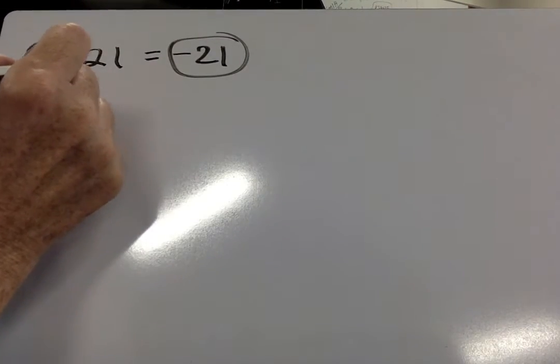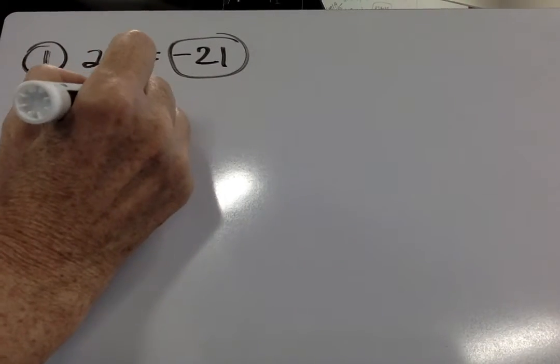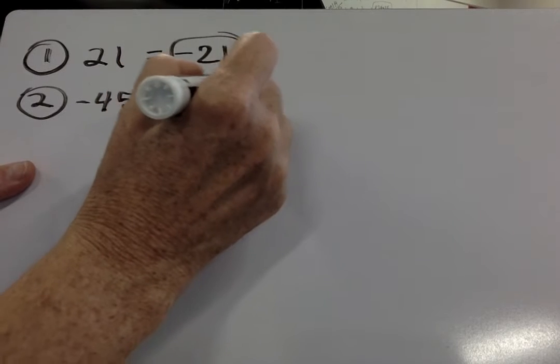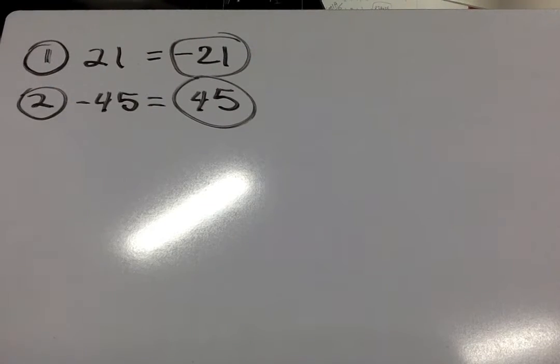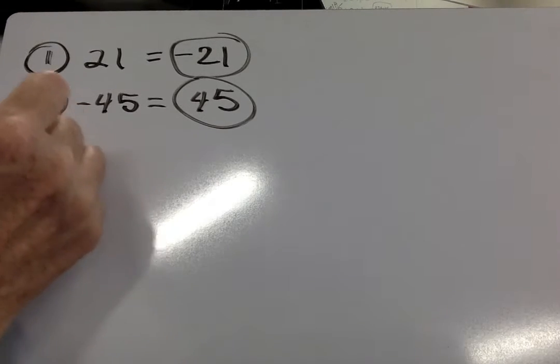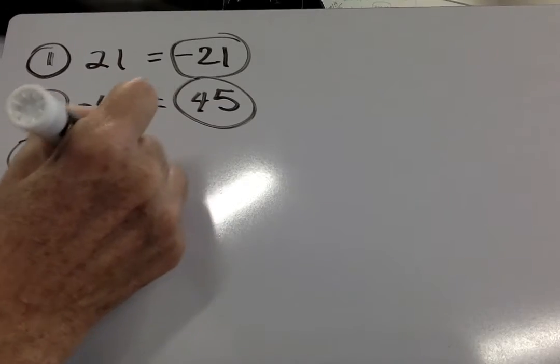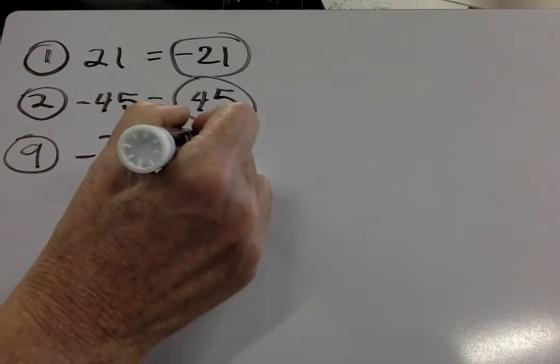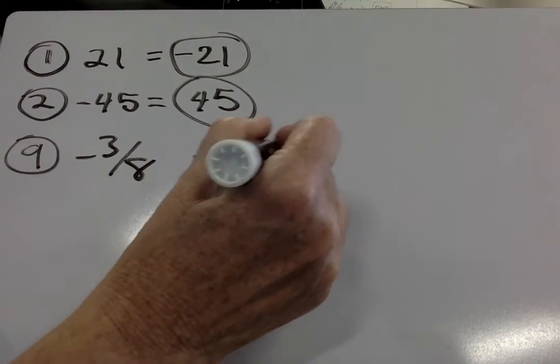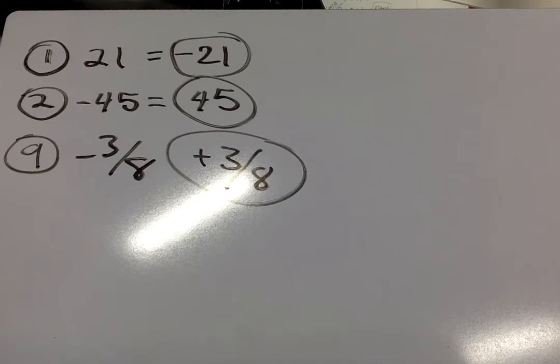Okay, number 2, negative 45. How do you get back to 0? Positive 45. And so forth. Number 9, negative 3/8. How do you get back to 0? Positive 3/8. And then down at the bottom, you just need to solve.